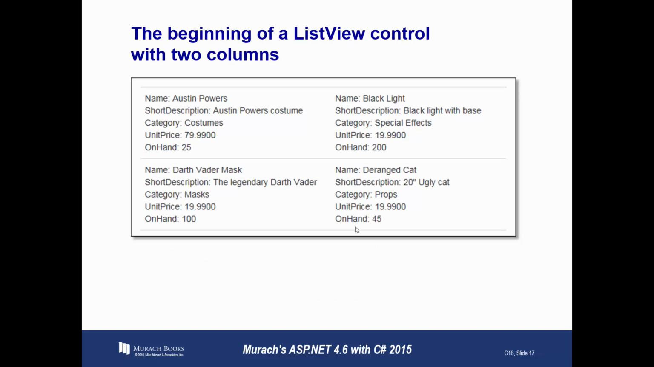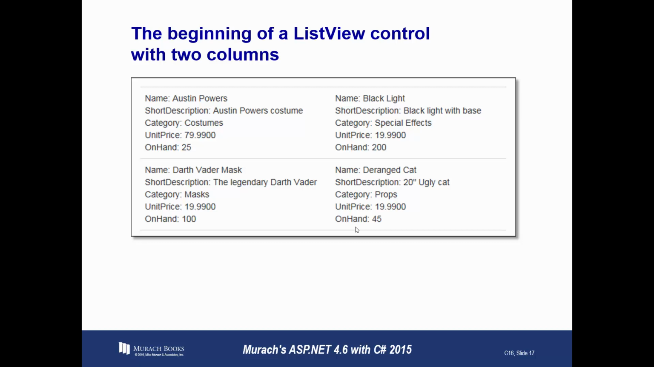Another feature of the list view control is its ability to group data so that it's displayed in two or more columns. If you're working with a limited amount of real estate or screen area, and what you're showing is fairly narrow, you might decide to have more than one column. In this figure, on page 583 in the book, this is the beginning of a list view control that groups product data into two columns.